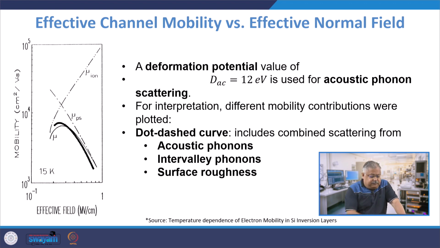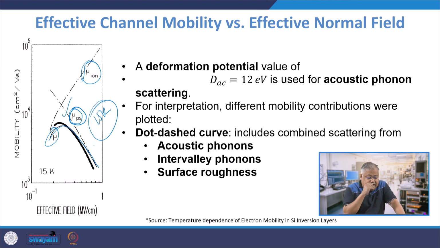On the left hand side, if you see, the mobility is plotted with respect to electric field, for the combined value of phonon as well as surface roughness, and this gives you I ion. And if you combine this and this, you get the effective mu to be this. It first increases and drops down. This is at 15K, right.